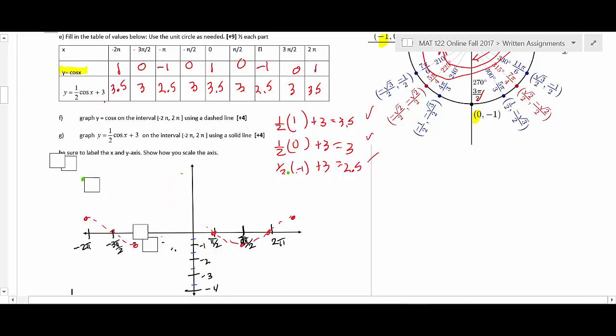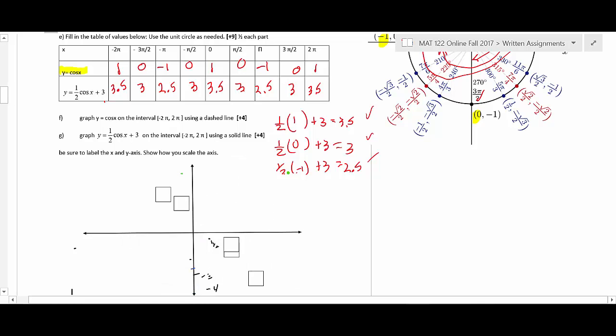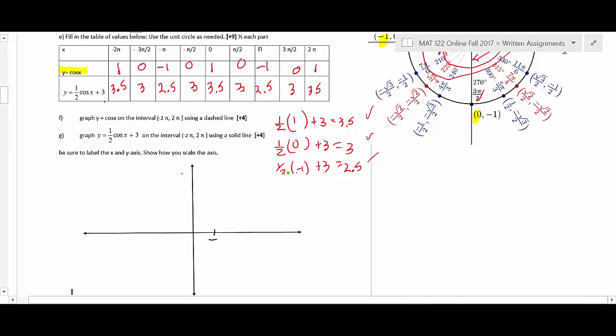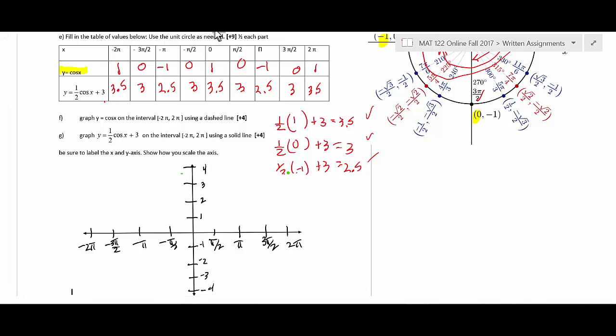I need to start this over again. Sometimes I just don't pay attention. I get in a hurry to get things done. So let me try this again. Okay, so pi over 2, pi, 3 pi over 2, and then 2 pi. All right, so let me fix this. Okay, let's go like this: 1, 2, 3, 4, and then down 1, 2, 3, -4. Okay, and then I'll just approximate these.